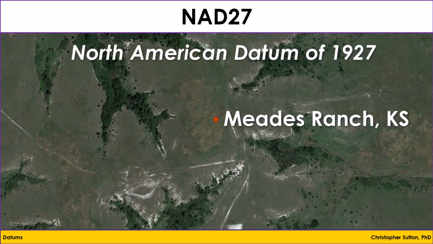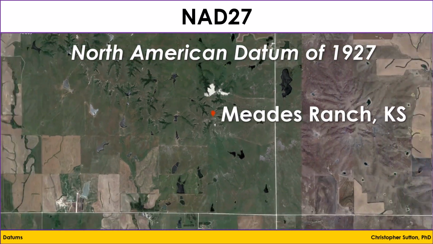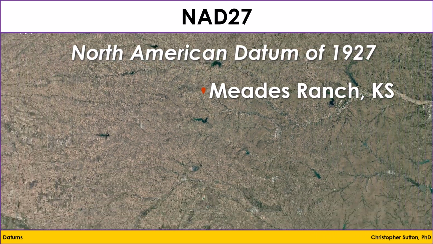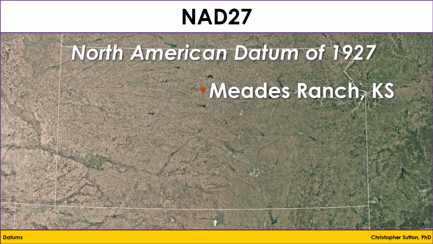That control point is located at Meads Ranch, which is in Kansas. NAD 27 was used primarily in North America for geodetic surveys. While it's not used anymore, you might find a lot of data using NAD 27, including historical maps and legacy data like local government records, tax maps, or parcel data.